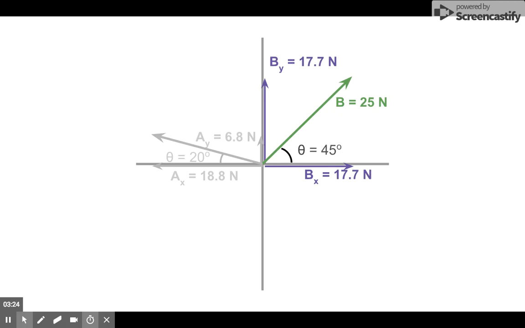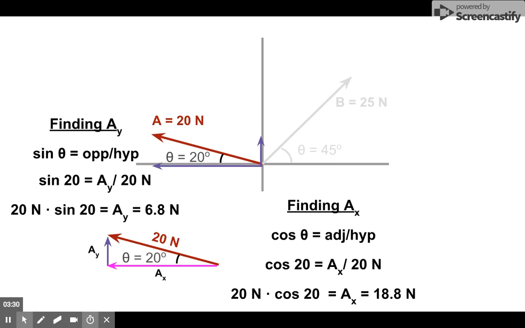Now, this would be a good time to go back and look at the x component that I found for vector A. It is written on my page as 18.8 newtons, but recall that we've defined that direction as the negative direction. So later on when I put these together, you'll notice that we're going to use that value as a negative 18.8.